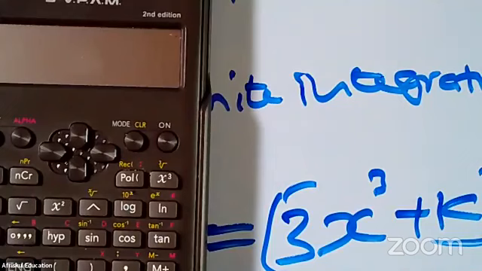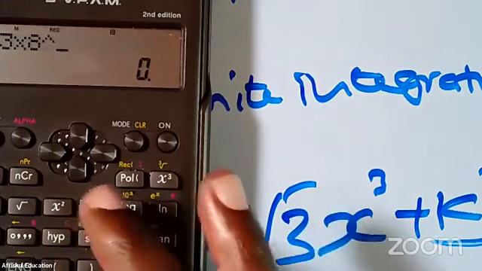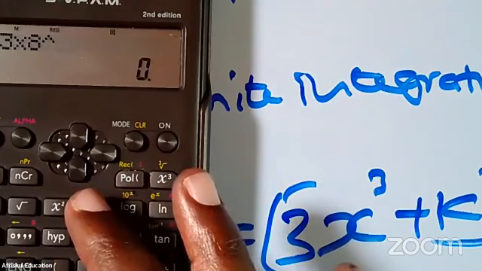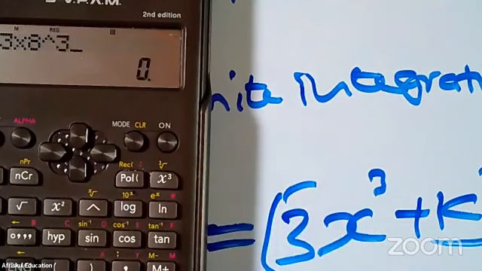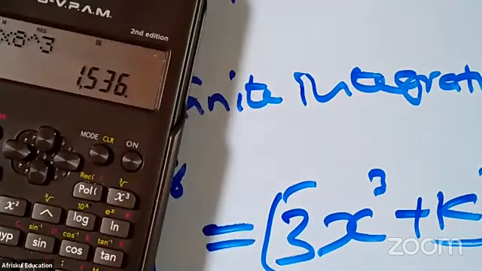So the first one is 3. So we have 3 times 8 raised to power 3 equals. So what figure are we able to get? We are able to get 1536 plus k equals 2 raised to power 3 is 8.